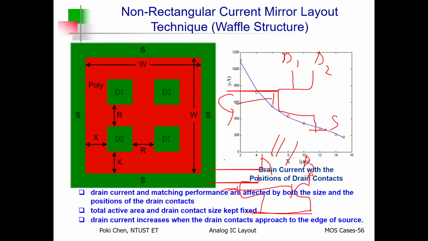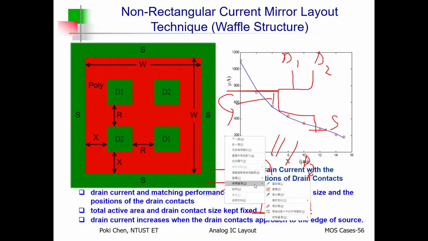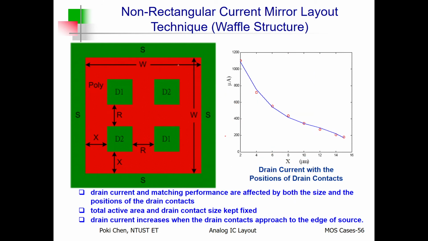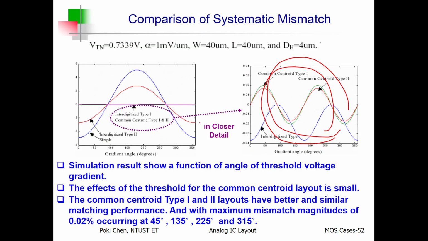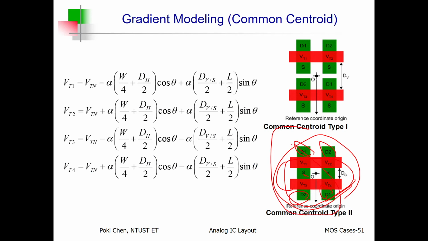Anyway, why would Professor Geiger and his student propose such a strange layout pattern? The only thinking is to reduce the overall layout area. You can try it by yourself. I promise you, with the same W over L, this layout pattern will require a little bit less area than the original one. I mean, than this. Do it by yourself.